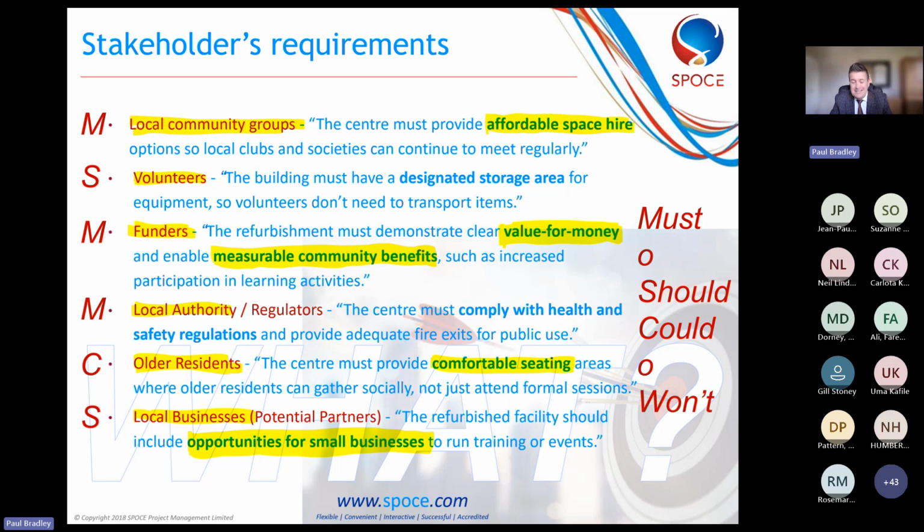Older residents in the centre want comfortable seating. Well, that's very subjective as well, isn't it? Comfortable seating. But I'll put that as a could have. You know, it is nice to have the comfortable seating for the elder generation and for the younger generation, to be honest. So I felt that was probably a nice to have if we can get that. And then I said should have local businesses for supporting the ongoing funding of the centre. Otherwise, I should have, almost a must have, but probably a should have.